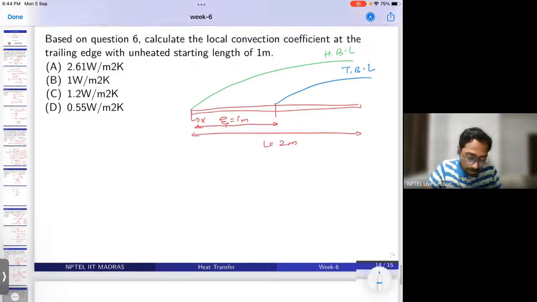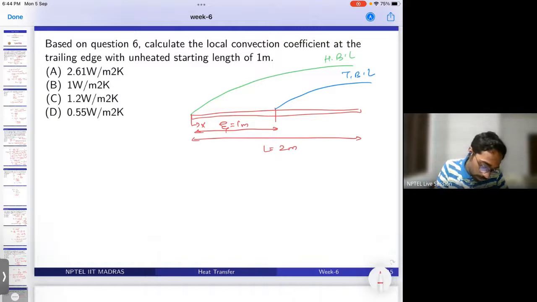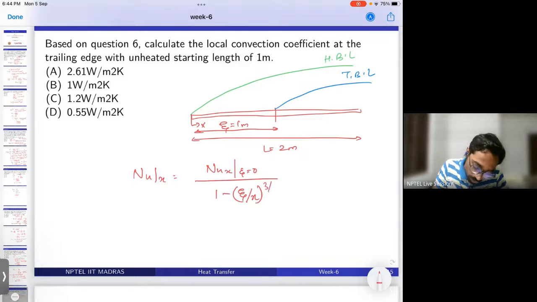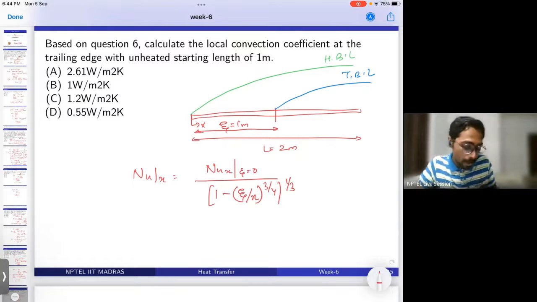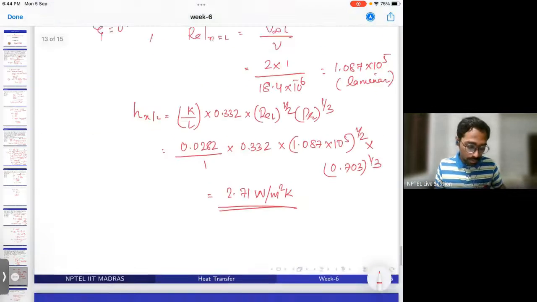In this case we have the heat transfer coefficient expression, or the Nusselt number expression, which is Nu_x, that is Nu at that location when there is no unheated length, divided by 1 minus (epsilon by x) raised to 3 by 4, the whole raised to 1 by 3. So this is the expression for the unheated starting length. So we can get back to the previous expression.